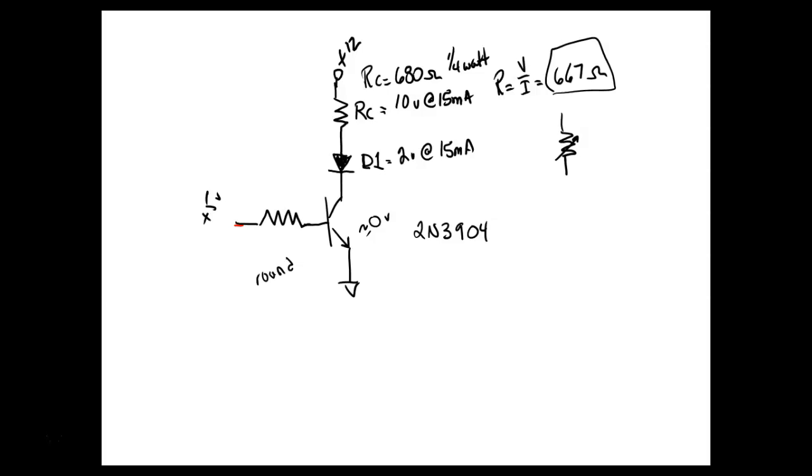And we're going to be interested in the beta. For a saturated switch, we're going to look at the minimum beta. The minimum beta for this one is 30. Is that 30 amps, 30 volts? It's a multiplier, or a divider. It has no unit. Gain doesn't have a unit.